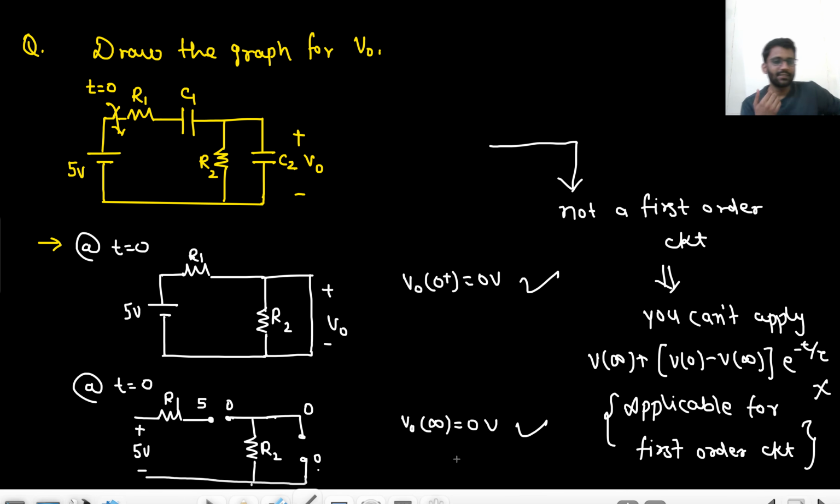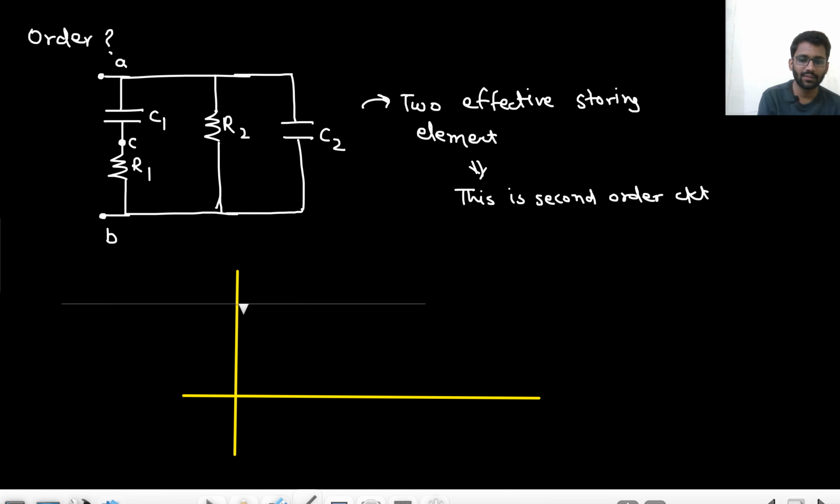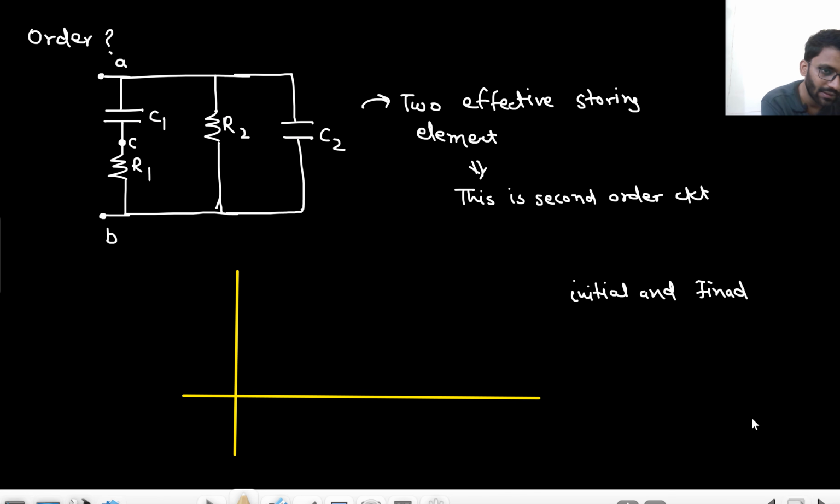Initial and final condition, does it depend on the order of the circuit? Does it depend on the input of the circuit? No. Initial and final condition doesn't depend on the order of the circuit. It may depend on the input of the circuit for sure, because in case of pulse input something different will be there. In case of step input something different will be there. But initial and final condition doesn't depend on the order of the circuit.